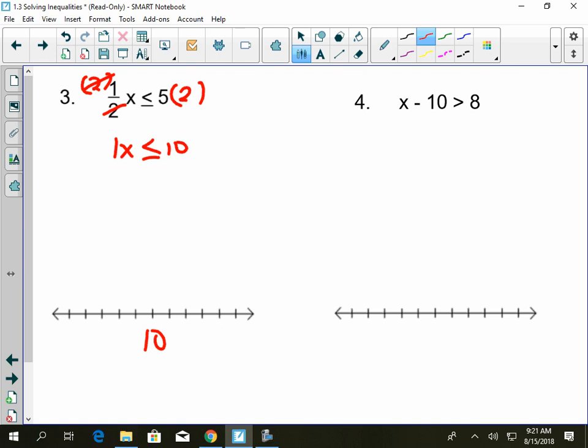What am I going to have? Open dot or closed dot? Closed dot. Which way do I go? Right or left? Left. X is smaller than 10. The monster eats the bigger number.